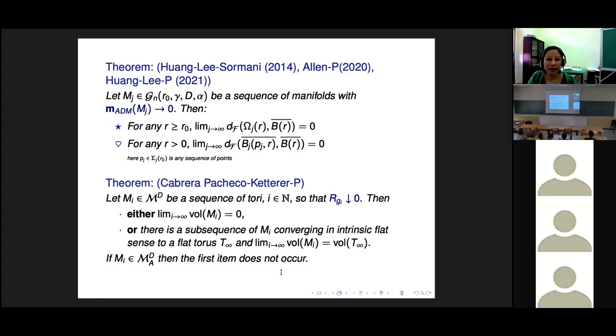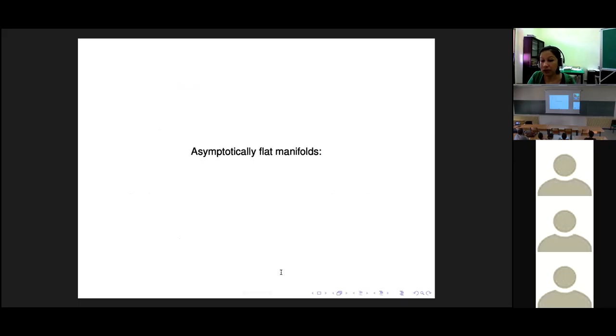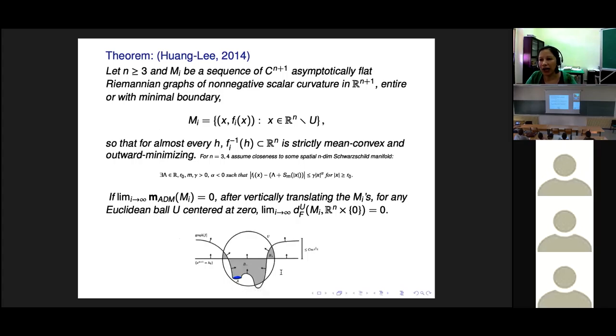Okay, and first let me try to say a little bit more about these classes of spaces. So let's talk about asymptotically flat manifolds. And here what we have is the following. I actually don't want to go into the details. I just want to give you a rough idea about which class this is. Everything started with a paper by Wang and Li in 2014, in which they defined a class. And what they proved for this class was stability of the positive mass theorem, but using the flat distance instead of the intrinsic flat distance.